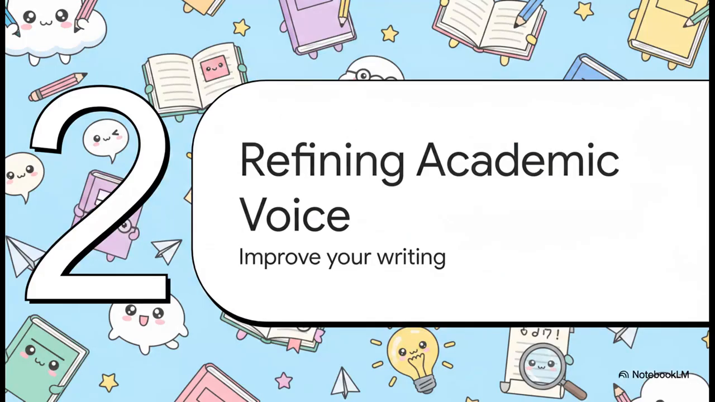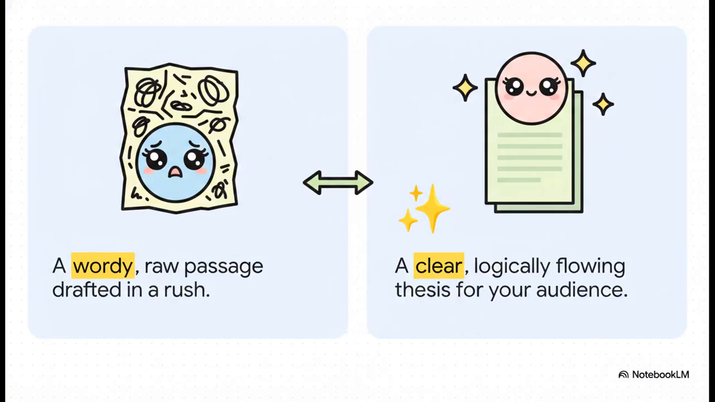Section 2, refining your academic voice. We have all done that 2 a.m. brain dump, right? Super wordy, completely raw. But with a quick strategic assist, you can transform that messy passage into a crisp, logically flowing thesis that's perfectly adapted for your audience. Making your ideas instantly understandable to a professor is, honestly, the fastest track to securing a higher grade.